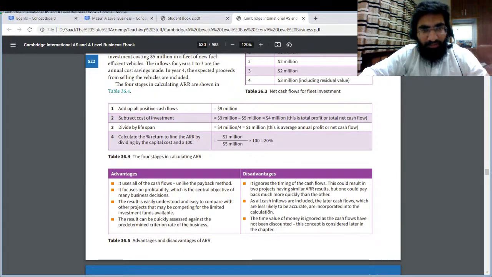So we are ignoring the fact that this cash flow would come in year 5 or year 6, but it has to be discounted for whatever is the discount rate for in between that period.